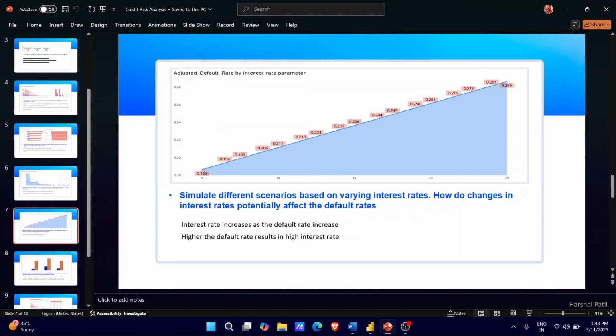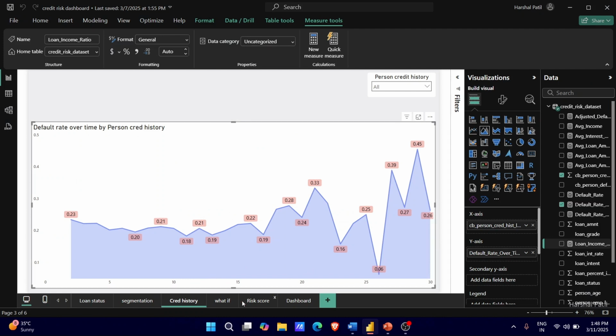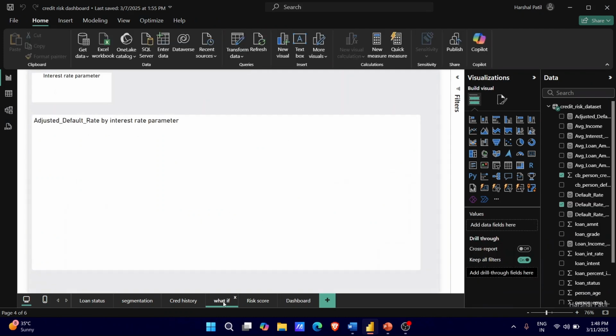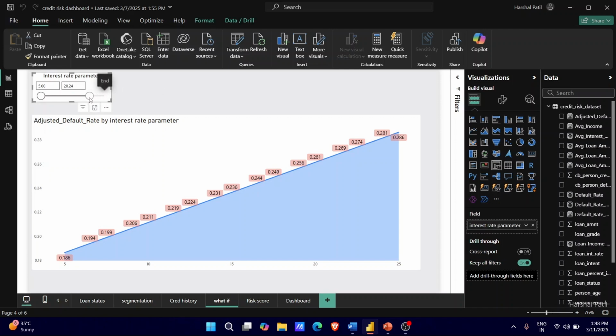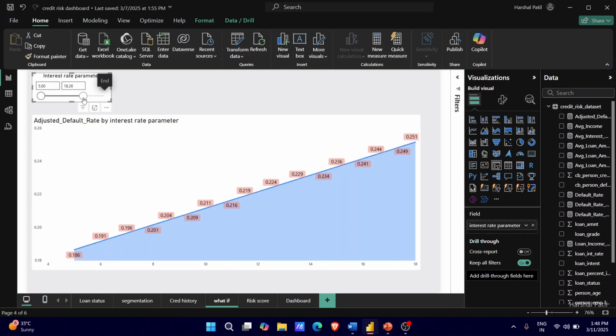So for that, we have created this area chart of adjusted default rate by interest rate parameter. And here we created this line chart where we can calculate the adjusted default rate by interest rate parameter. And for the interest rate parameter, we created this slicer where we can adjust the interest rate. According to that, we can simulate the default rate.